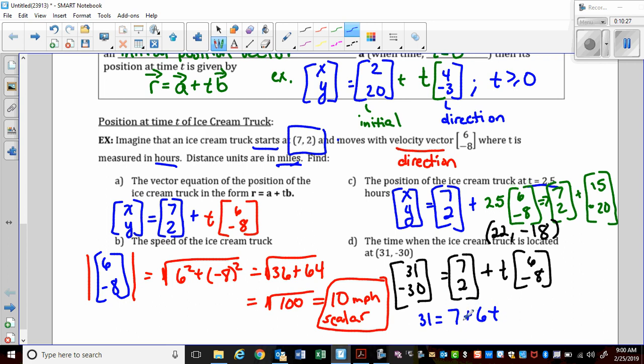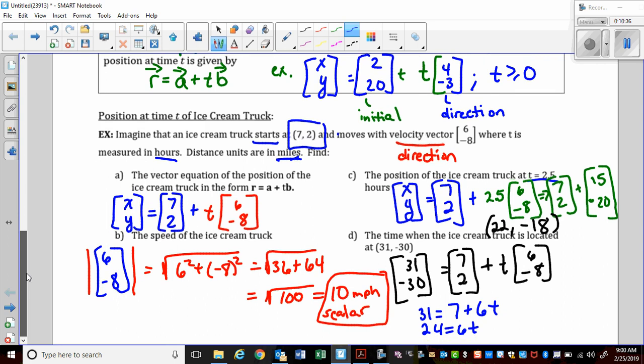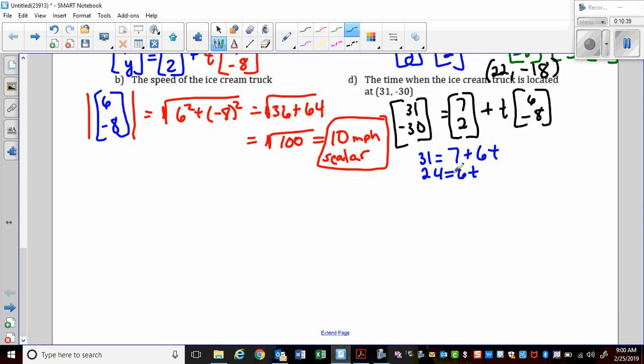So subtract 7 to move it over, which will give you 24. Divide by 6, and t will equal 4. You can do the same for the bottom one, and you're going to get 4 hours. In 4 hours, that's going to be my position.